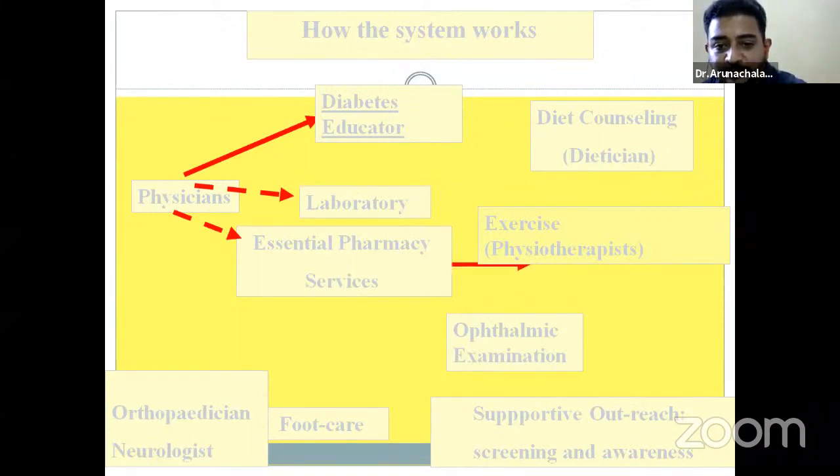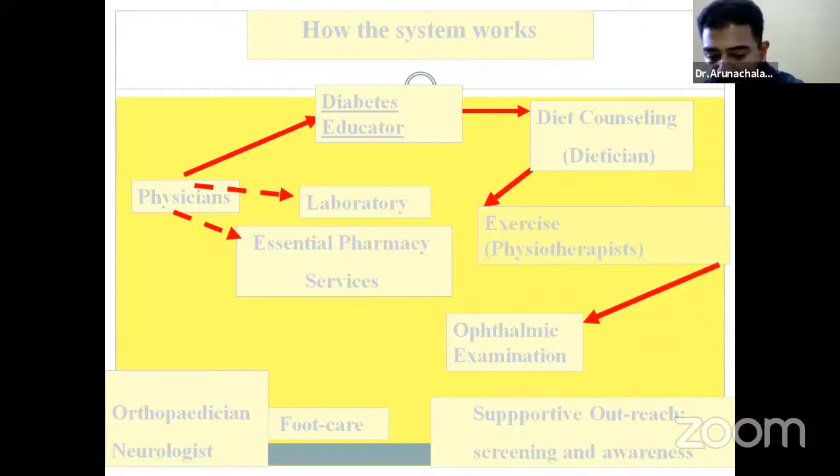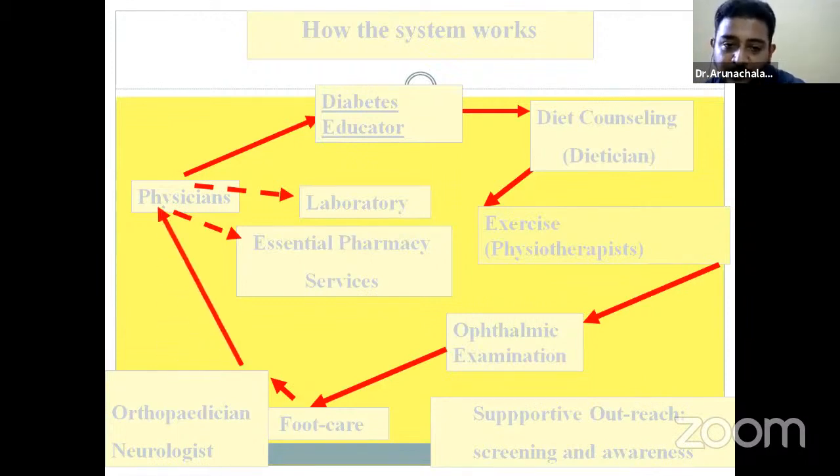After spending so much time with these patients, he's going to refer the patient to the diet counselor. He's going to refer the patient to the physical therapist for exercises, for ophthalmic examination if needed, and to the foot care specialist if there is a need. He's also going to send the patient to the orthopedician, a neurologist or a gastroenterologist whenever needed. And after doing all these things, he's going to report back to the physician. The physician may be a diabetologist or a simple MBBS physician.